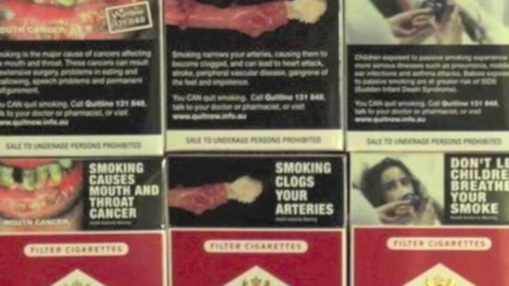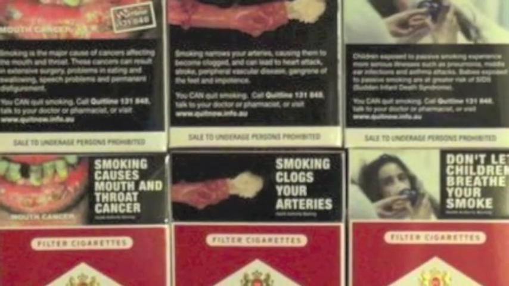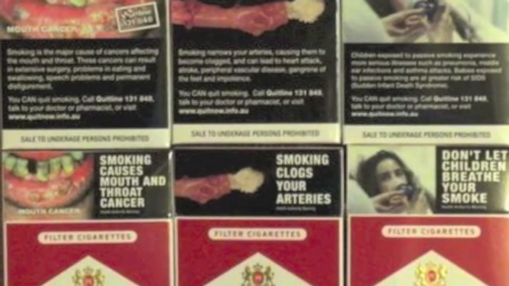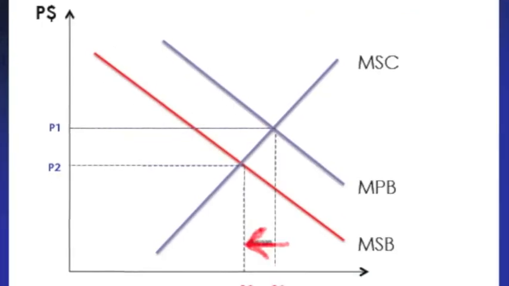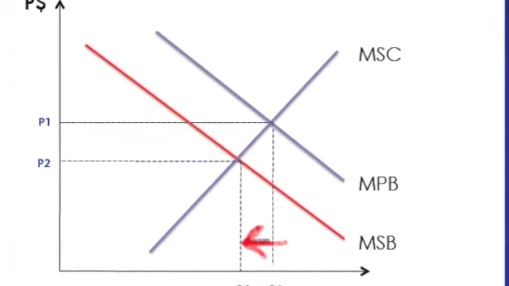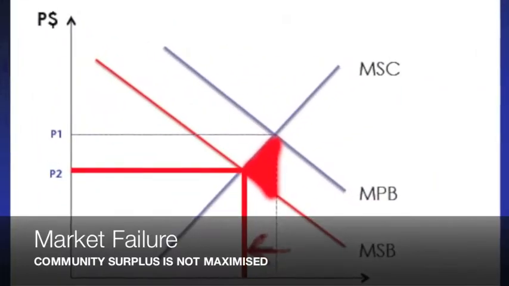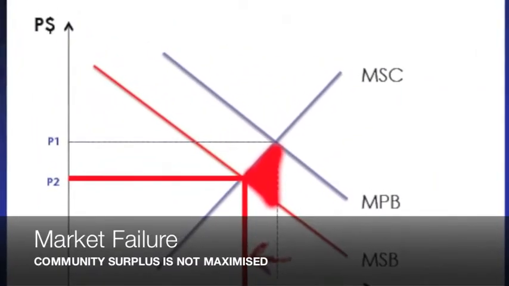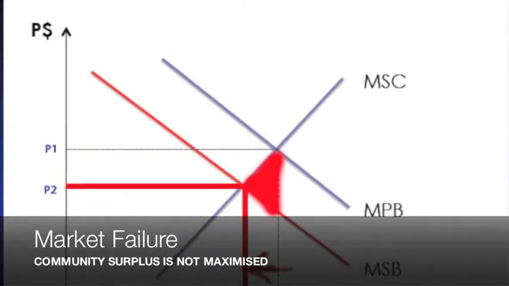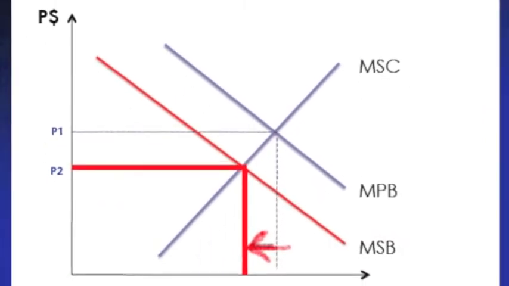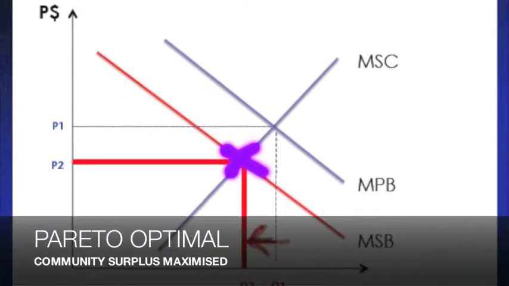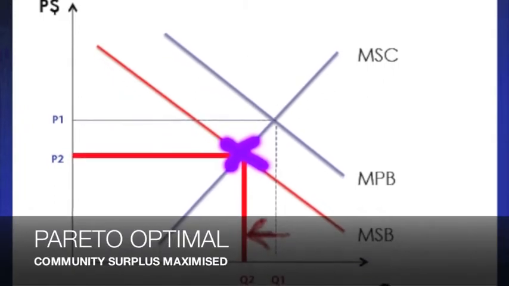This new treaty will require cigarette packages to have these kinds of warnings on them, making them look less desirable to consumers, and the desired effect is to shift the quantity demanded to a lower point. The over-provision of this demerit good is a market failure. As you can see, the community surplus is not maximized. The intended decrease in demand will have the effect of shifting demand to the social equilibrium level.